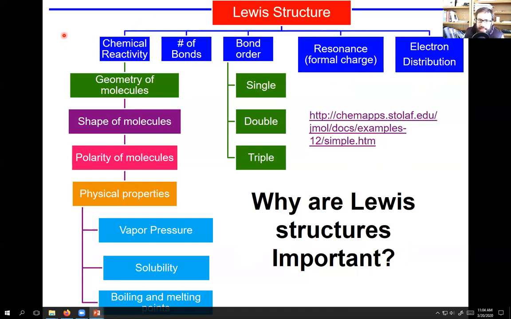Within that, we'll be able to use these structures to predict the geometry of the molecules. That will be done in the next chapter. And that gives us information about the shape of the molecules, something called polarity, which is how charge is distributed, pluses and minuses. And that gives rise to physical properties, which we'll talk about in the very last chapter of the course. Things like how soluble compounds are, the vapor pressure, how fast they can evaporate, basically, or the pressure of evaporation, and their boiling and melting points.